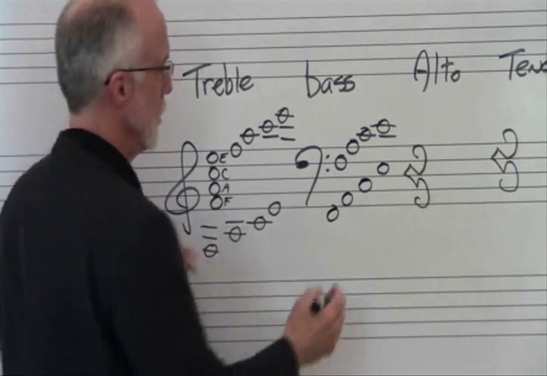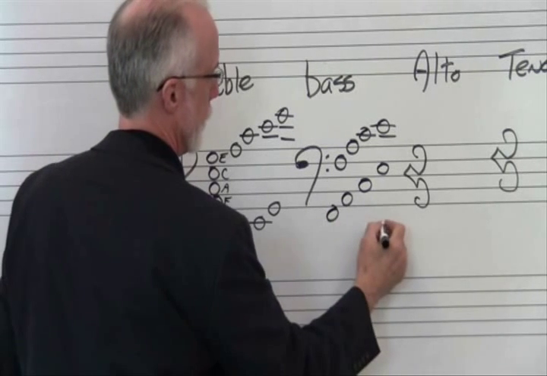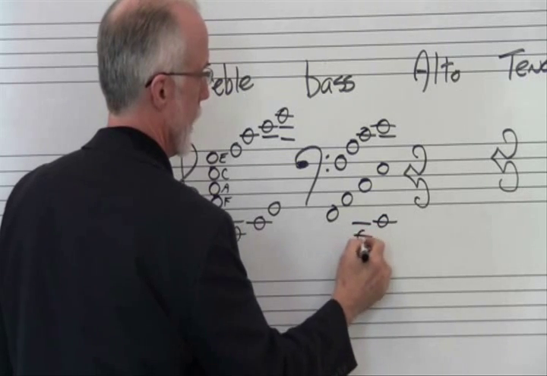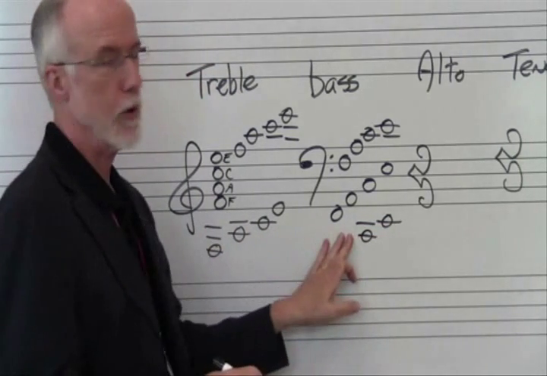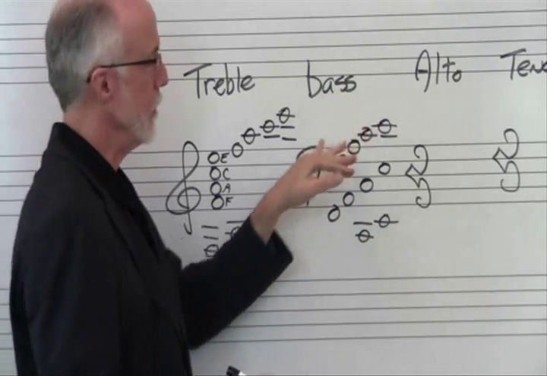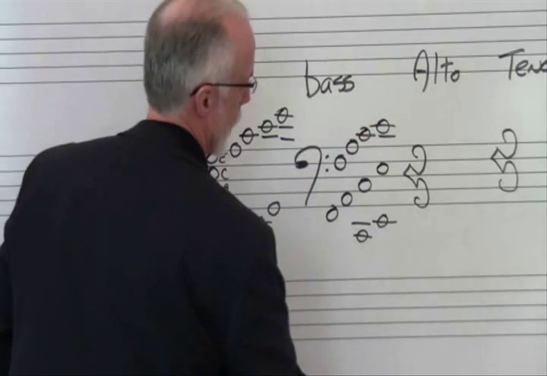Cellos go down to the C below, so this is F, this is E, and that's C. So we've got the cello low note, the bass low note, and then upper very much in the playing range for cello and viola here.